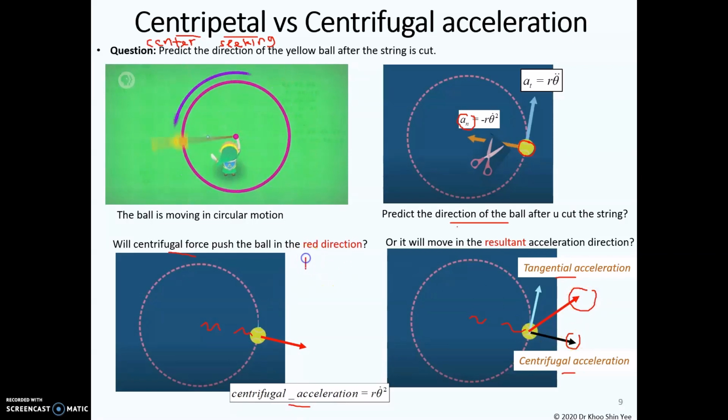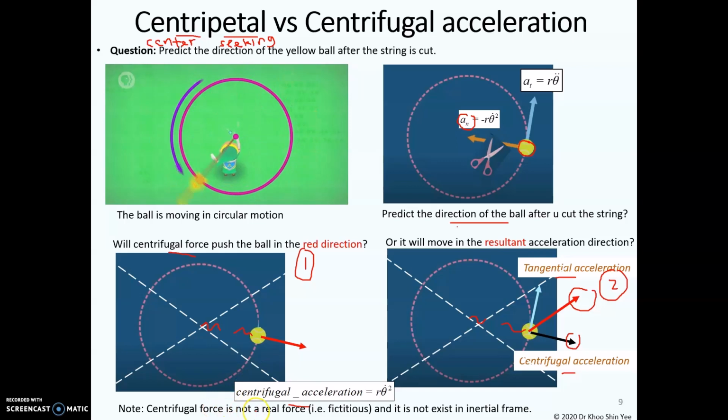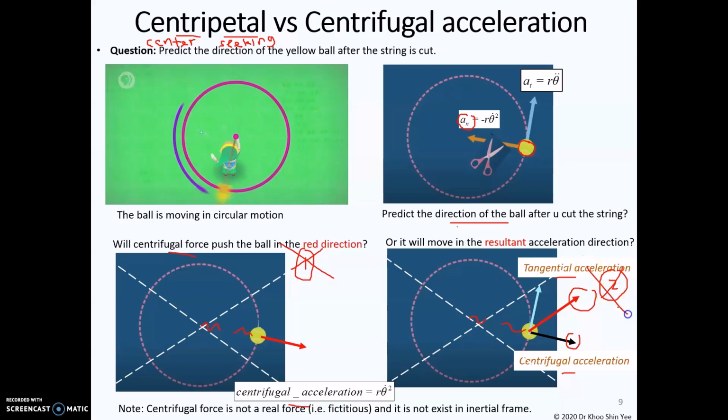So what do you think? Do you think the first case is correct or the second case here? In fact, the centrifugal force is not a real force, it is what we call a fictitious force. It should not exist in the inertial frame, therefore these two predictions are wrong. In the actual scenario, there is no such centrifugal force pushing the object in this direction. So you should know that the centrifugal acceleration is fictitious, is not an actual acceleration, and doesn't exist in the inertial frame. In actual fact, there is no so-called centrifugal force pushing on the object, it's just the inertial effect.